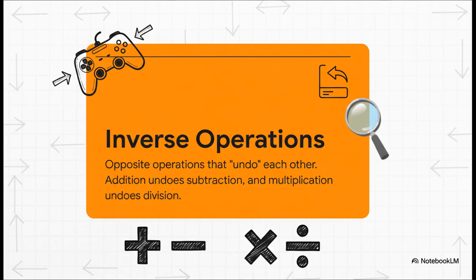Think of inverse operations like the undo button on your computer. You know, Control-Z. They're just opposites that perfectly cancel each other out. If you see addition, you use subtraction to get rid of it. If you see multiplication, you use division. This simple idea is the key that unlocks pretty much every equation you'll ever face.